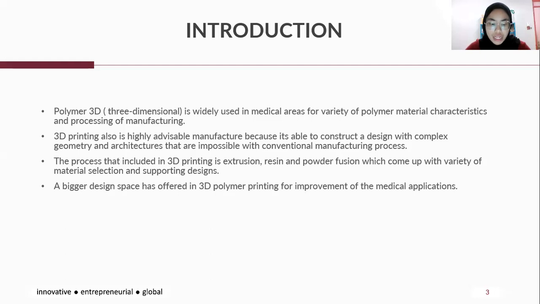For an example, tissue scaffold structures fabricated with polyjet and stereolithography printing can achieve hierarchical forms that mimic bone, thereby providing a mechanical and biological means to support tissue regeneration. The process that include in 3D printing is extrusion, resin, and powder fusion, which come up with variety of material selection and supporting design. A bigger design space has offered in 3D polymer printing for improvement of the medical applications.